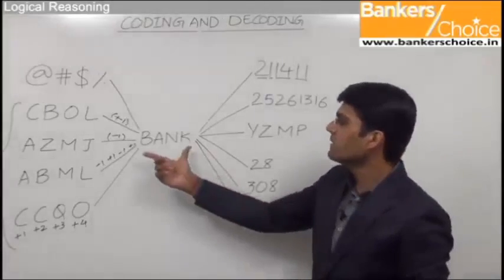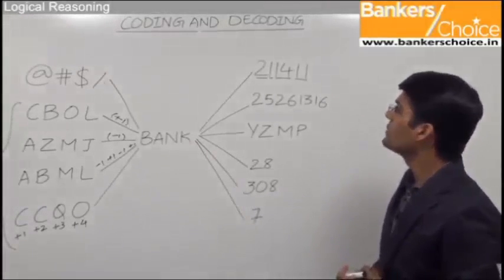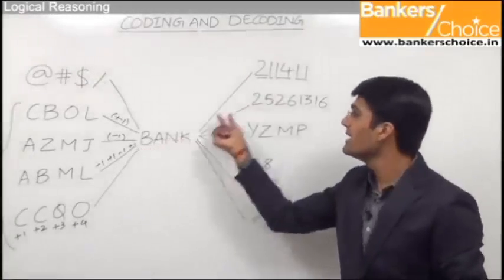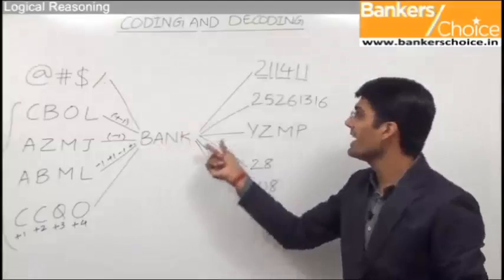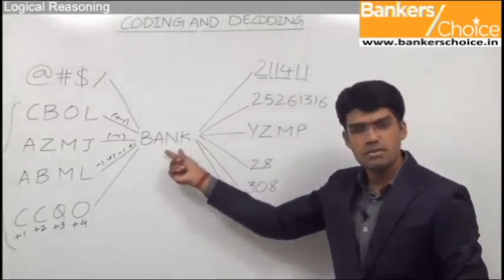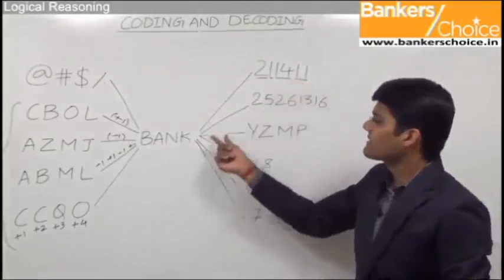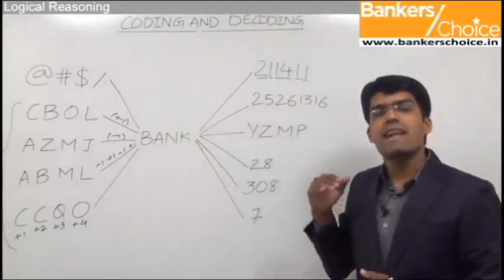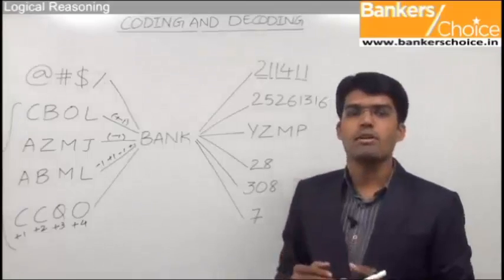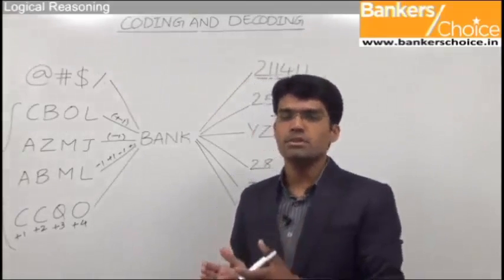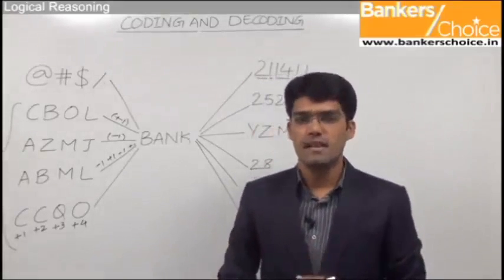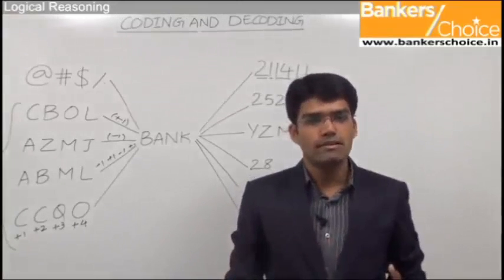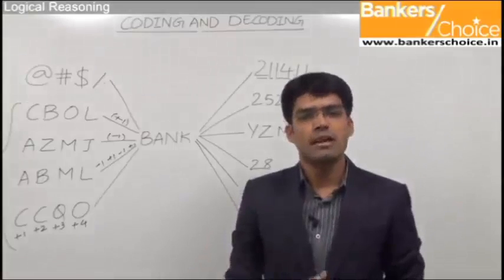So we can say that the word bank can be taken as 2 1 14 11, where 2 corresponds to the position of B, 1 corresponds to the position of A, 14 corresponds to the position of N, and 11 is the position of K in the English alphabet. To understand these kinds of logics, it is very important that we remember the position of all the letters as per the English alphabet. To do that, you simply write down all the letters and their positions and try to memorize them.